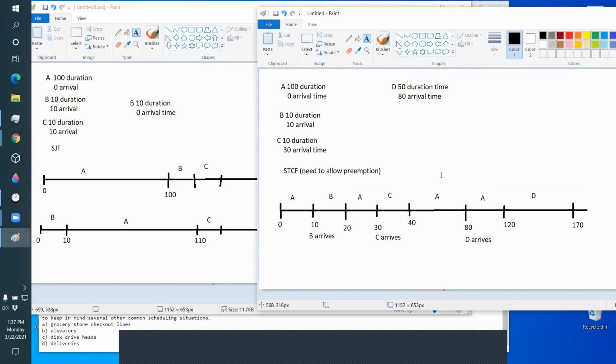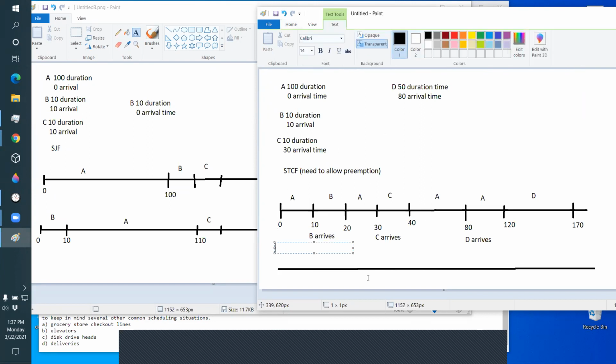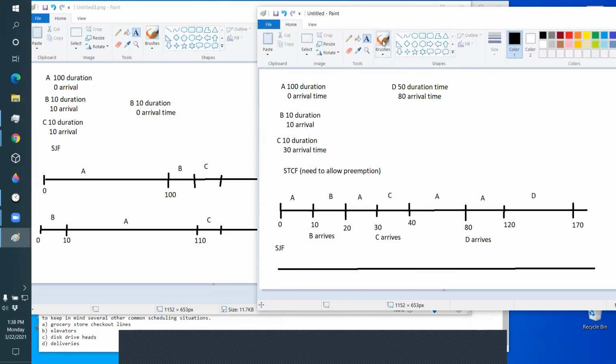If we were doing shortest job first here, let's see. Well, shortest job first doesn't have any preemption. So shortest job first would just run A until it was done. If we did this example here with shortest job first, we can do that down below. So suppose we actually did shortest job first. Now, shortest job first doesn't allow preemption. So at the beginning, there's only one job to schedule, and it's A. So A goes all the way out to 100.